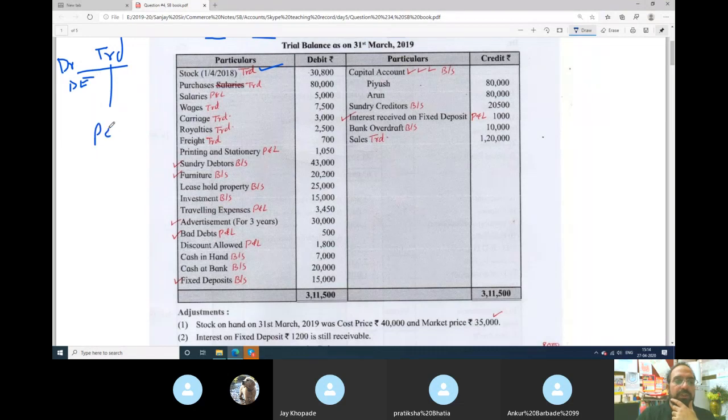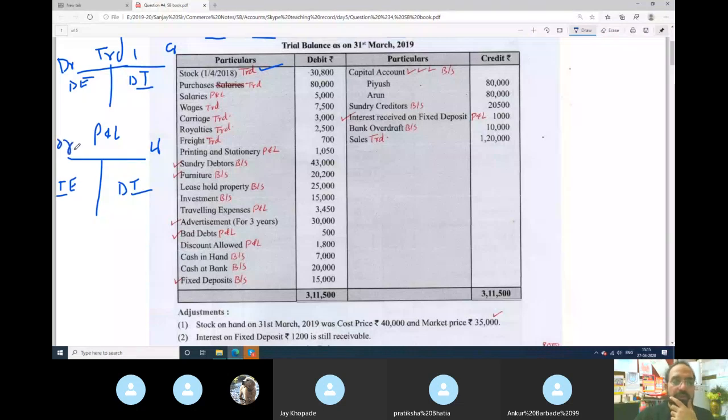In the profit and loss debit side, which items will go? Indirect expenses. And on the trading account credit side, which items come? Direct incomes. And on the profit and loss credit side, indirect incomes, and on the debit side, indirect expenses. So remember this.